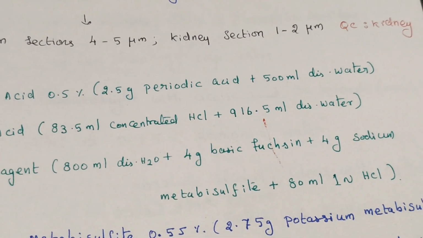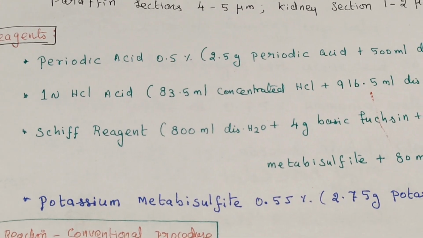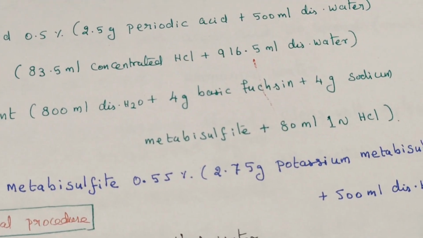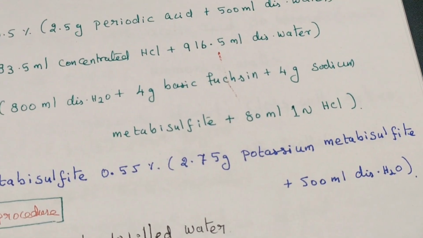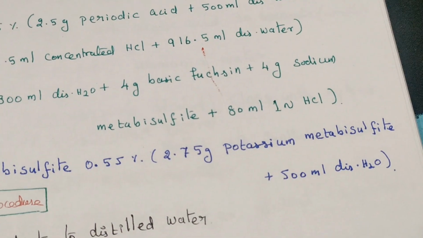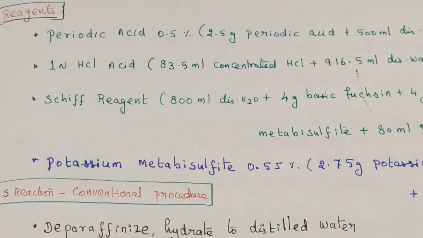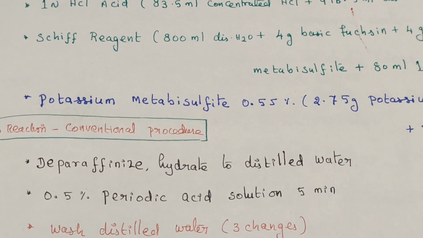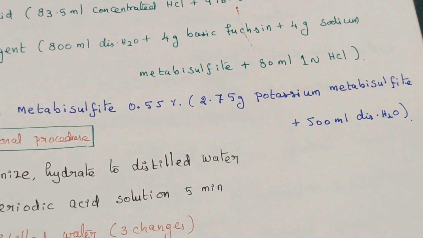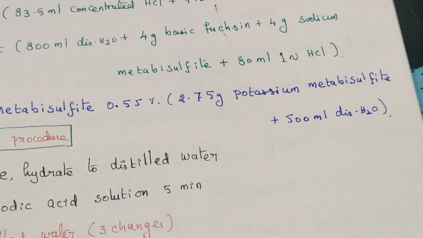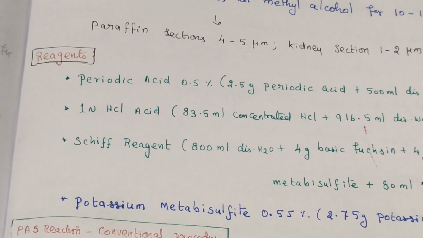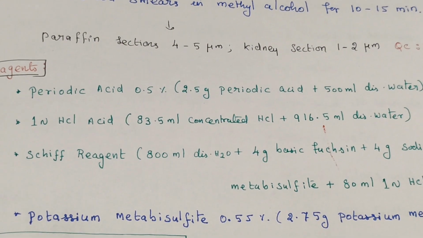196.5 ml distilled water. In the case of Schiff reagent, 800 ml of distilled water, 4 gram of basic fuchsin and 4 gram of sodium metabisulfite and 80 ml of 1 normality HCl. Then potassium metabisulfite 0.55 percentage, 2.75 gram potassium metabisulfite plus 500 ml of distilled water. So these are the reagents required.